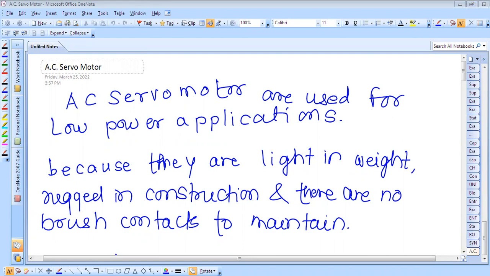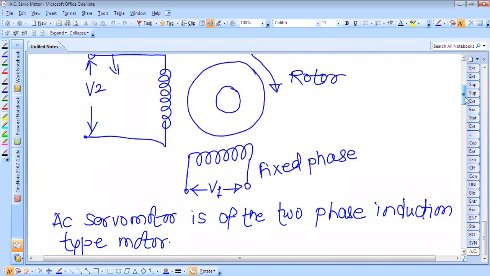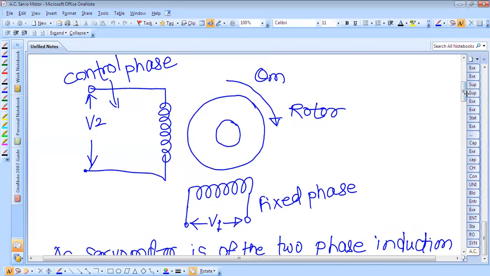The A.C. servo motor is also called a two-phase induction type motor. Here, the motor consists of two stator windings. One is the fixed phase winding, another is the control phase winding.